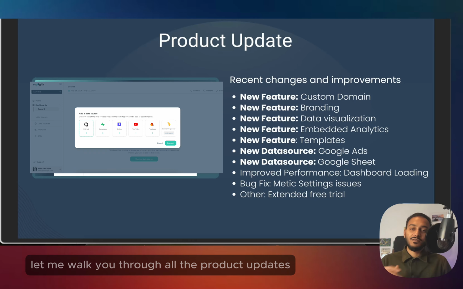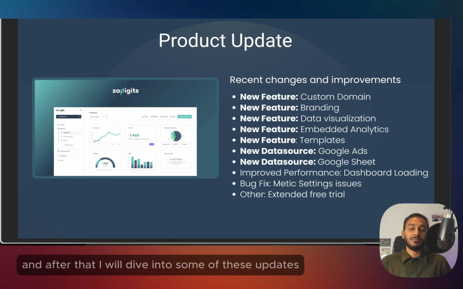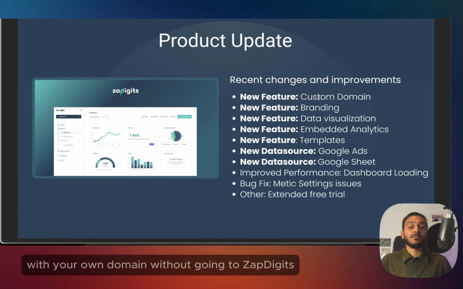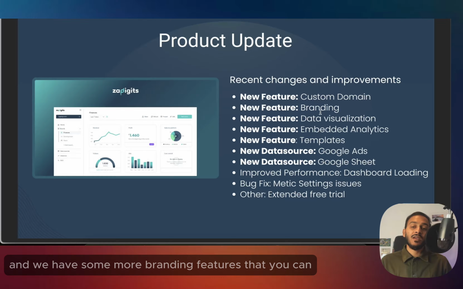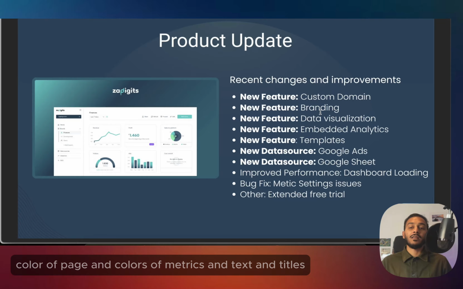Let me walk you through all the product updates, and after that I will dive into some of these updates. We have custom domains now. You can connect your own domain, and you can visualize the dashboards with your own domain without going to ZapDigits. And we have some more branding features: you can change colors and background colors of cards, background color of page, and color of metrics, text and titles.